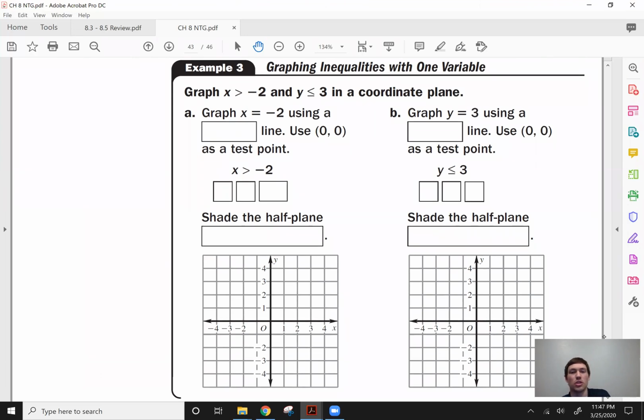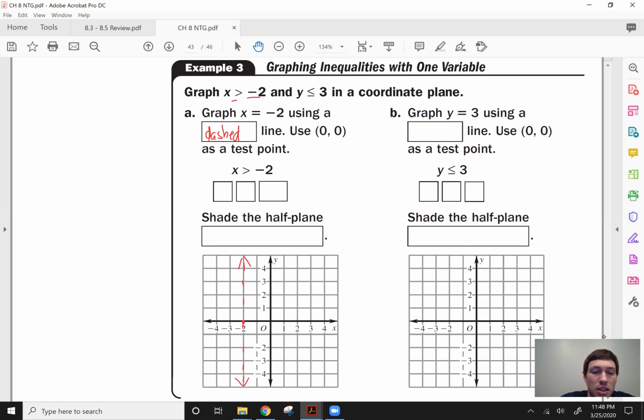Graphing linear inequalities with only one variable. So x is greater than -2. So when we graph the line x equals -2, but this is just a greater than sign, so this is going to be a dashed line. And we're going to use 0, 0 to test the point. So where does x equal -2? Up, down, left, or right? Left 2. And we said it'd be dashed.